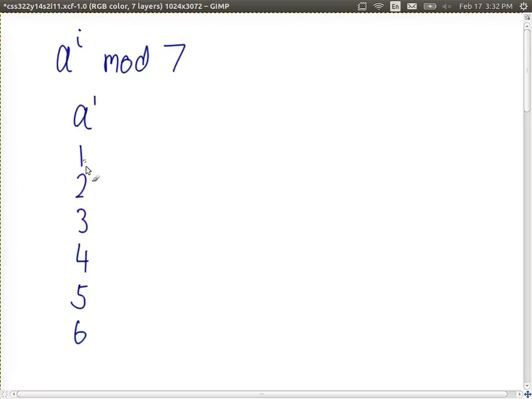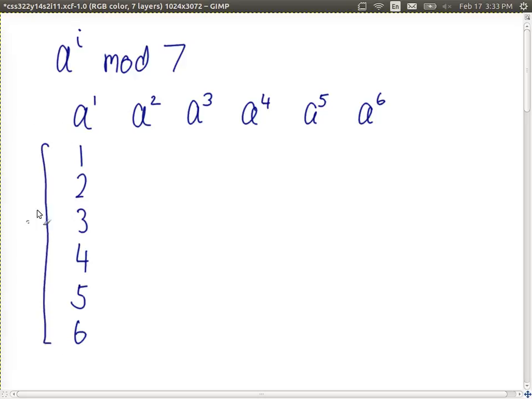And now let's consider, if A is 1, and we raise it to the power of 1, and then mod by 7, we get an answer of 1. 6 to the power of 1 mod 7 is 6. So these are the base cases. What we'll do is consider, what if we raise A to the power of 2? These are the values of A. If A is 1, A to the power of 1 mod 7 is 1. Let's consider this. If A is 1, what's 1 squared mod 7? 1 cubed mod 7? 1 to the power of 4 mod 7? Those ones are easy. Let's try if A is 2.